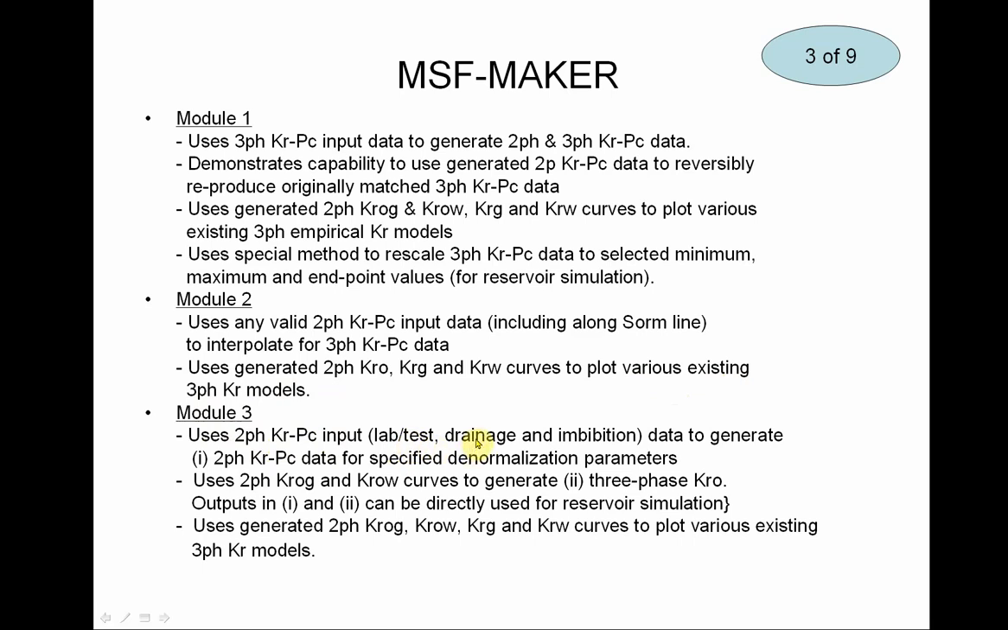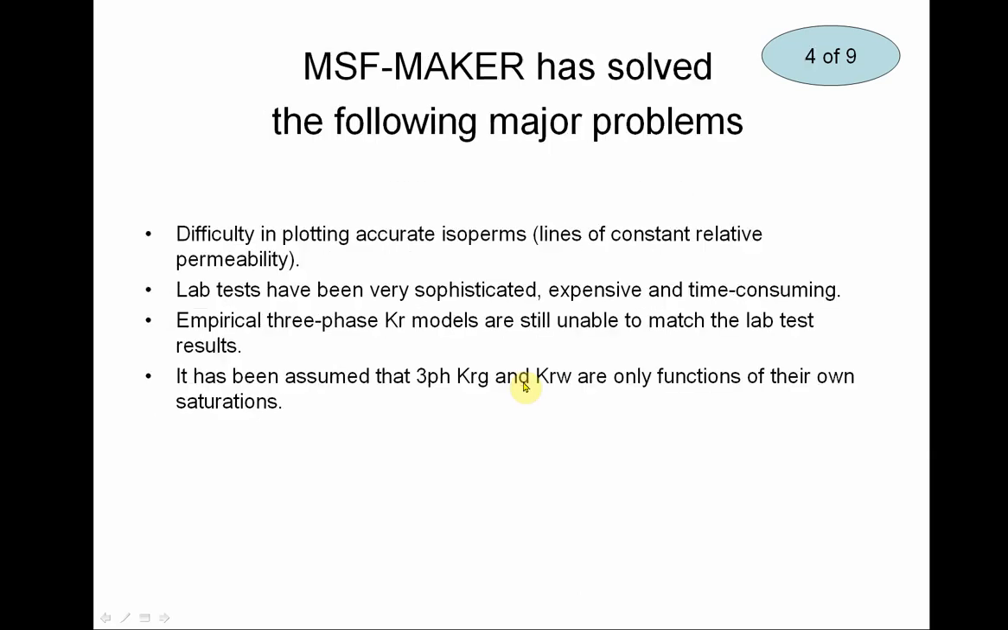It can include drainage as well as imbibition data to generate 2-phase KRPC data for specified denormalization parameters. It also uses 2-phase KROG and KROW curves to generate 3-phase KRO. Output from modules 1 and 2 can be directly used for reservoir simulation. And lastly, it uses generated 2-phase data to plot various existing 3-phase KR models.